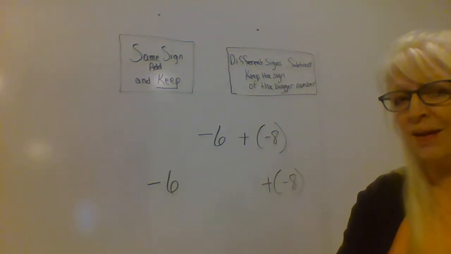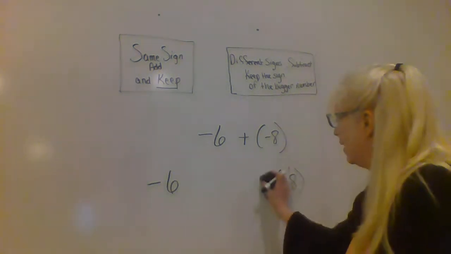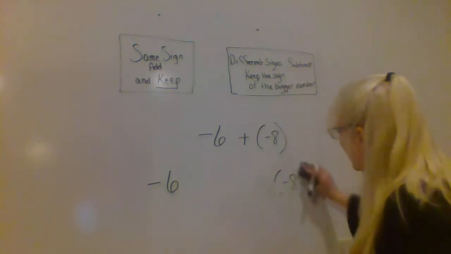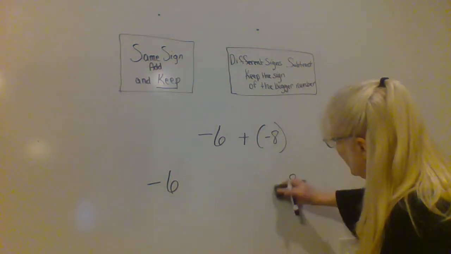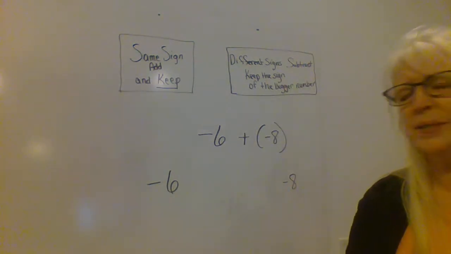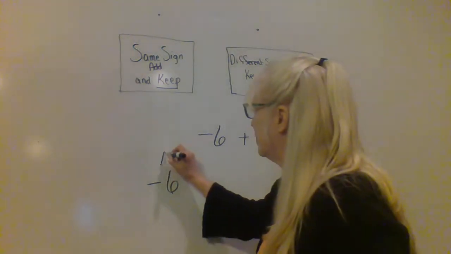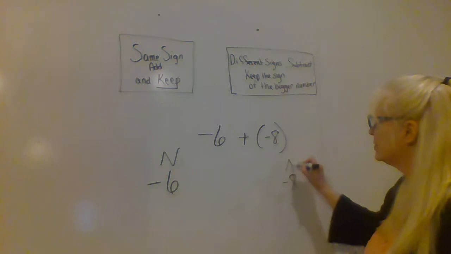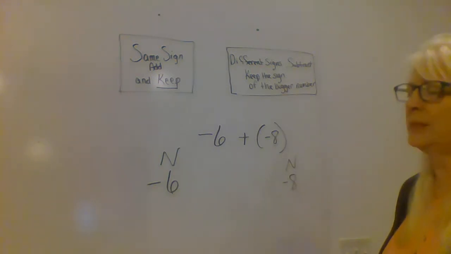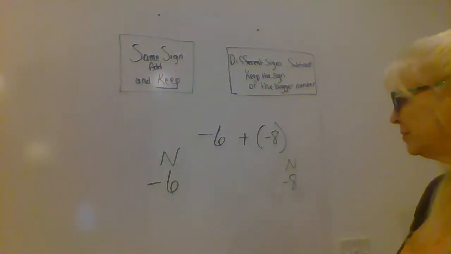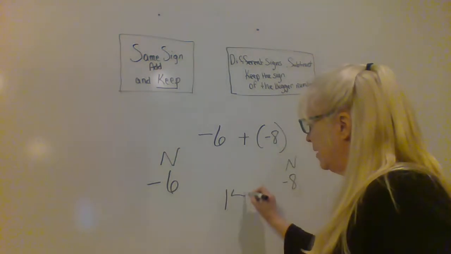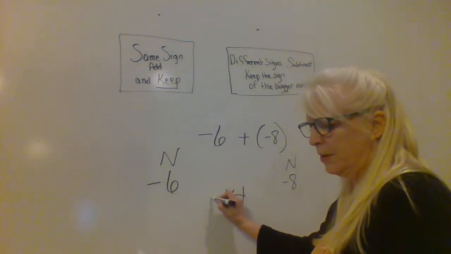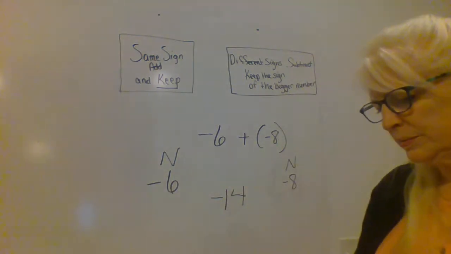So I'm going to take off the positive, and I'm going to take the parentheses away, because the negative sign won again. So my 6 over here is negative, and my 8 on this side, it's negative also. So they're the same sign. So it says same sign, add, so that's going to be 14. And then I'm going to keep the same sign, which is a negative.